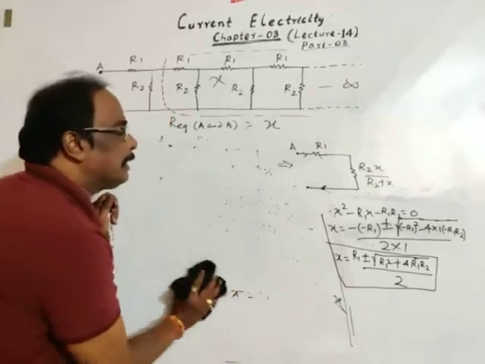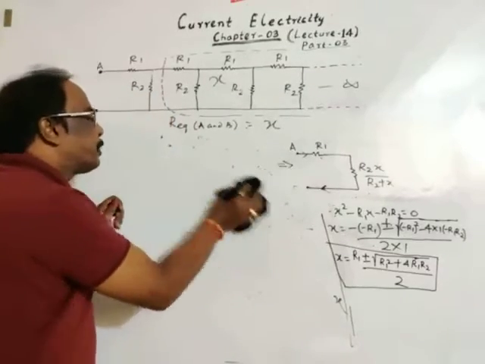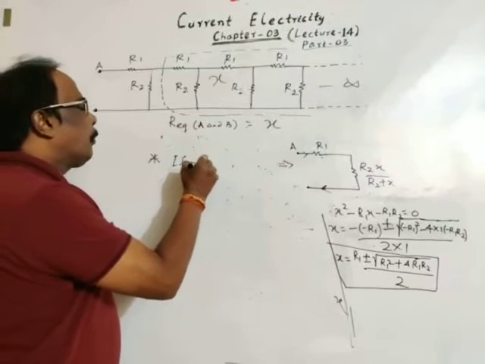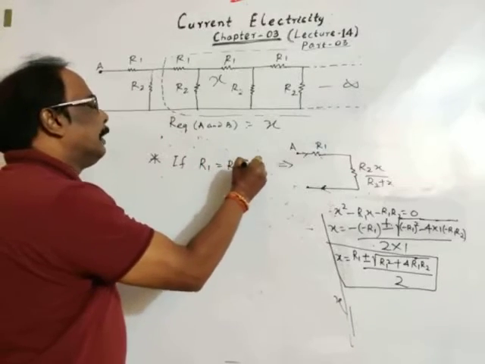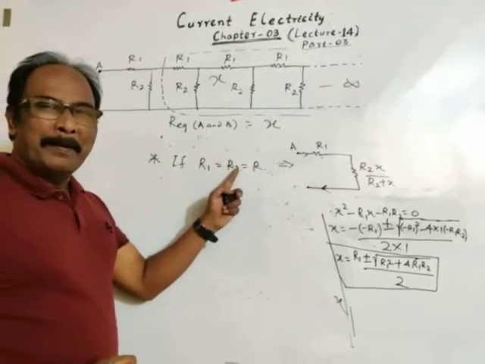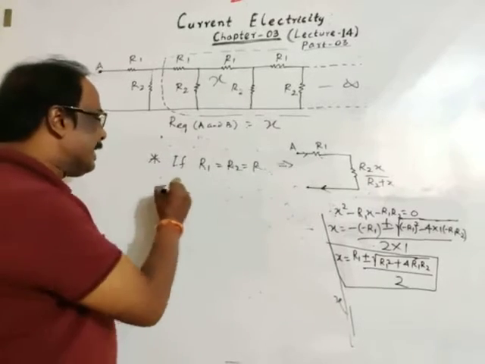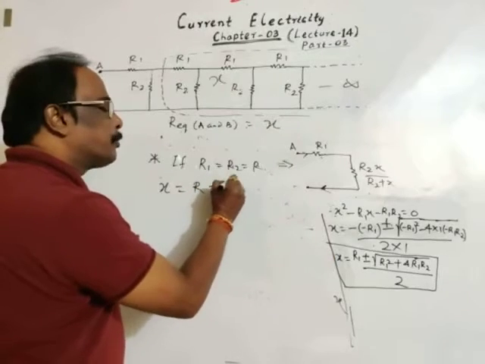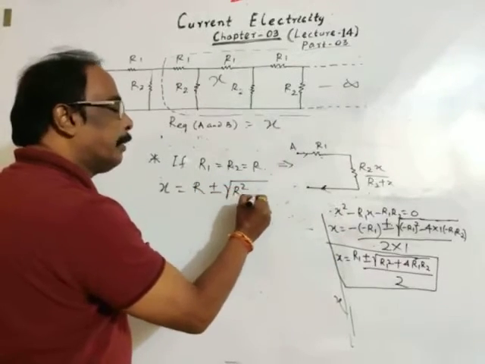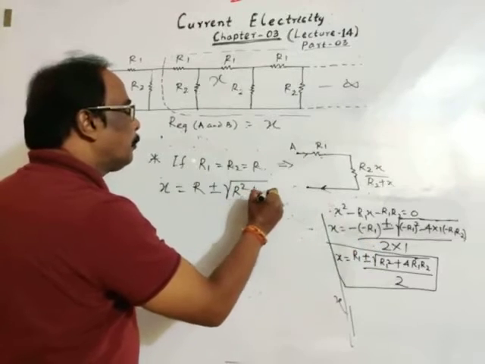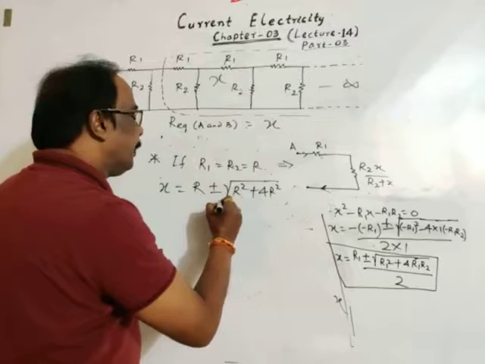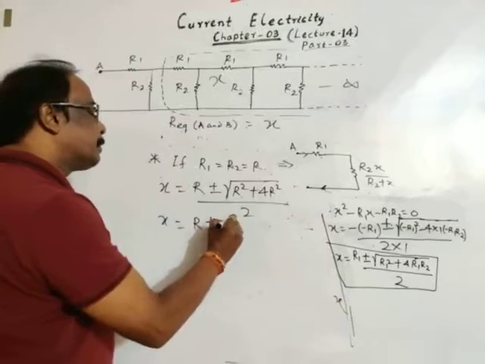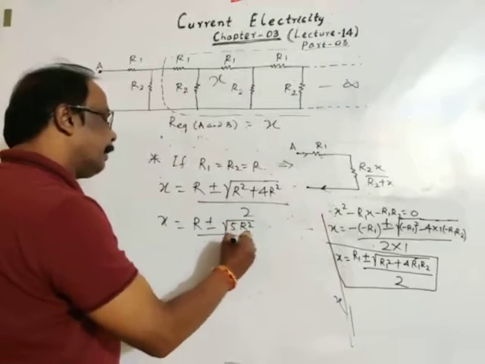Now, a different consideration. Suppose R1 is equal to R2 is equal to R, then what will be the result? Then X is equal to, in case of R1 and R2 equal to R, R plus minus square root of R square plus 4 R1 into R2, means 4R square, divided by 2. So X is equal to R plus minus square root of 5R square divided by 2.